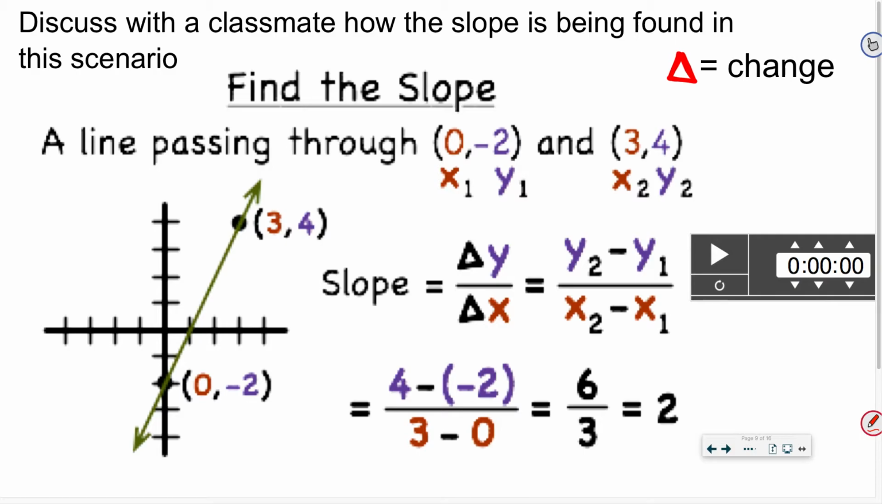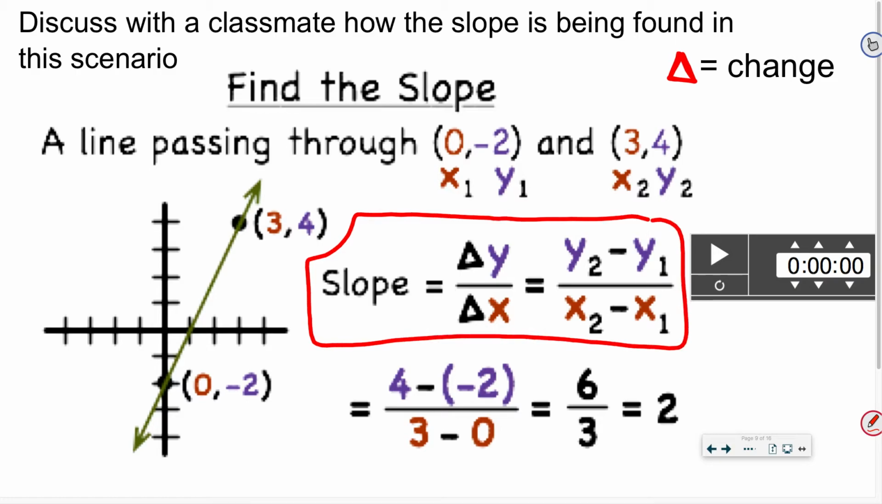So here, we have a line that's passing through (0, -2) and (3, 4). This formula you have written down from last week. This symbol here, that little triangular symbol, that's the Greek symbol delta, which is change. So that really breaks down to the change in y over the change in x.